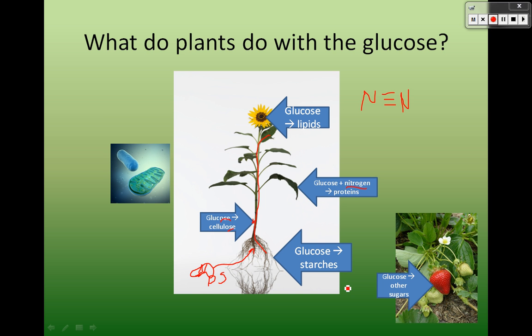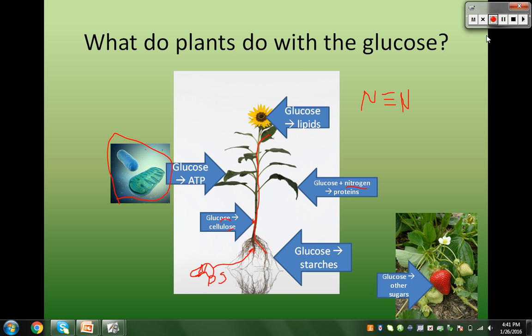So that's a lot of the biosynthesis in plants. But just like in animals, where our glucose goes to biosynthesis and to cellular respiration, remember, this should look familiar to you guys. This is a mitochondria. Plants also use glucose to make ATP. So plants need energy as well, and we know that plants have mitochondria.